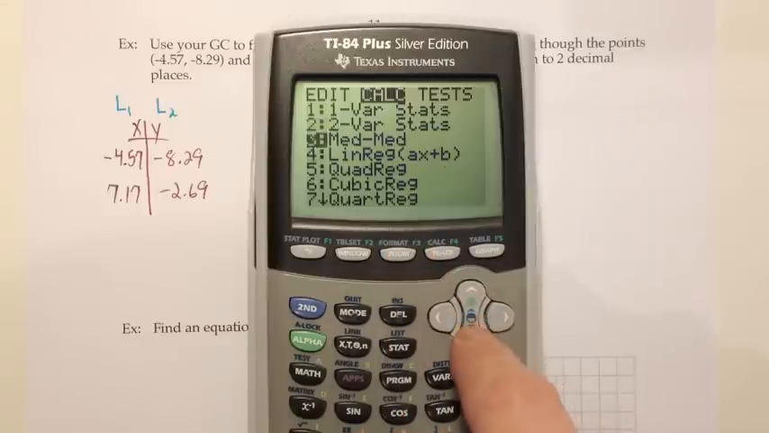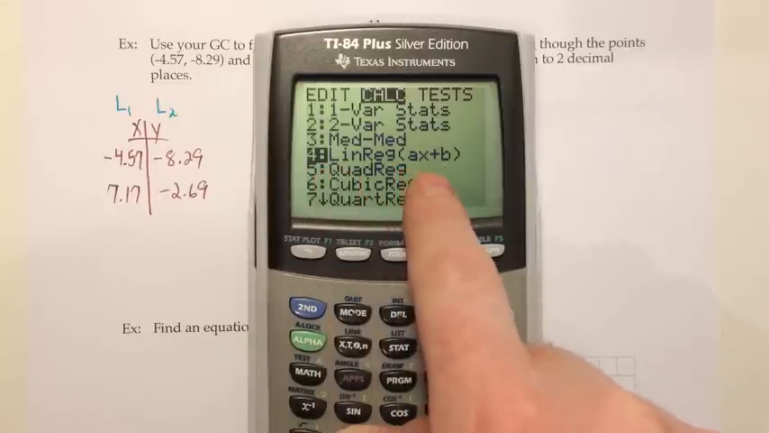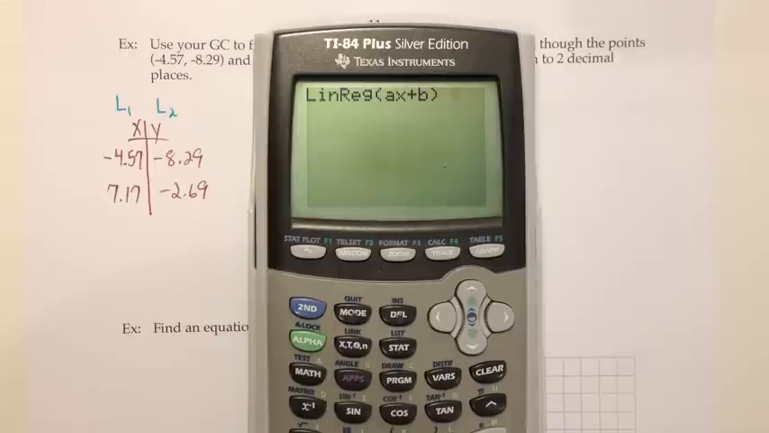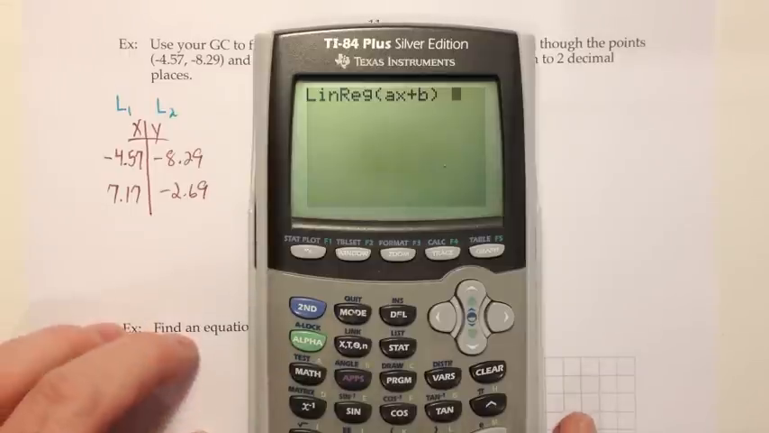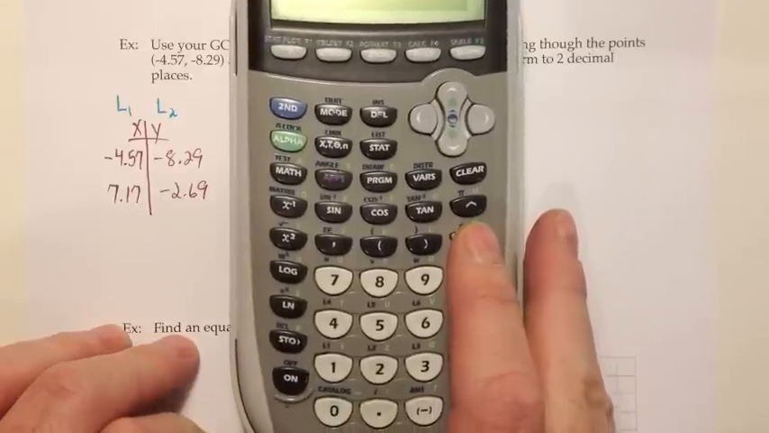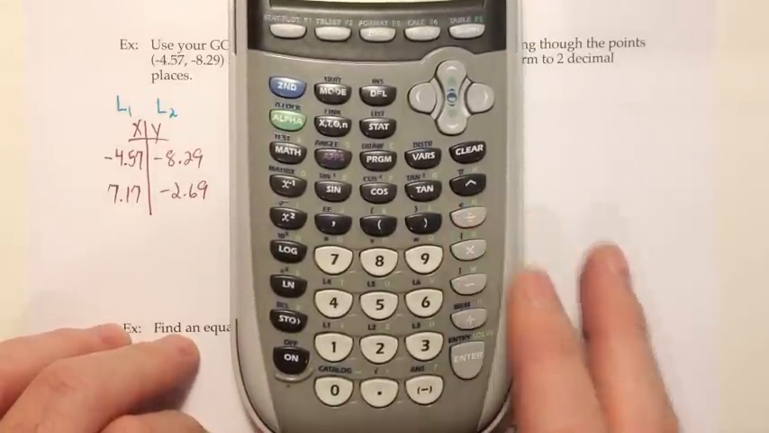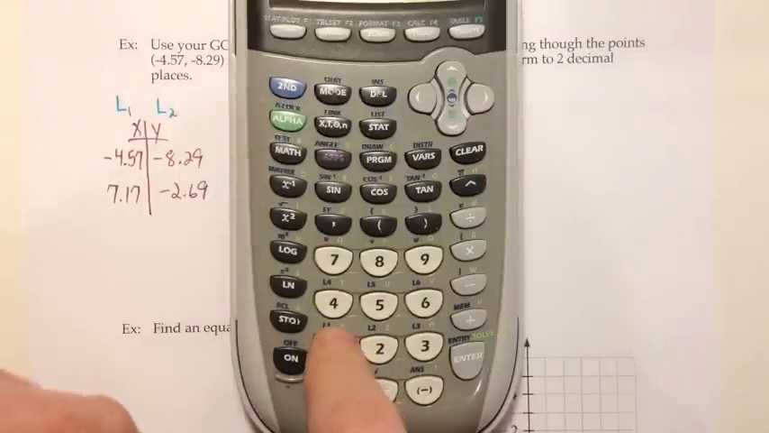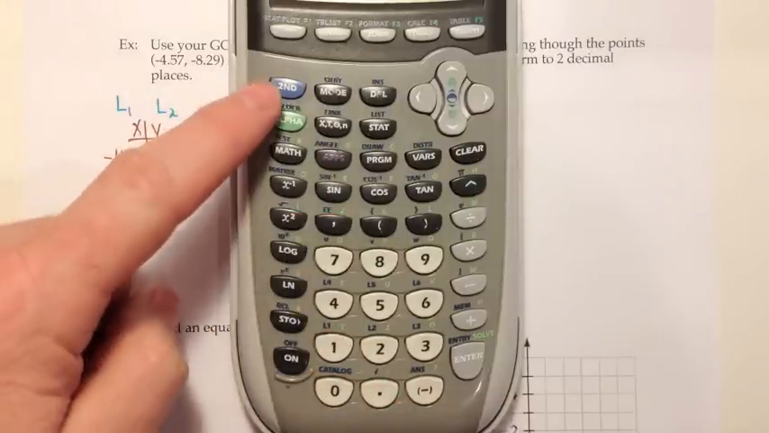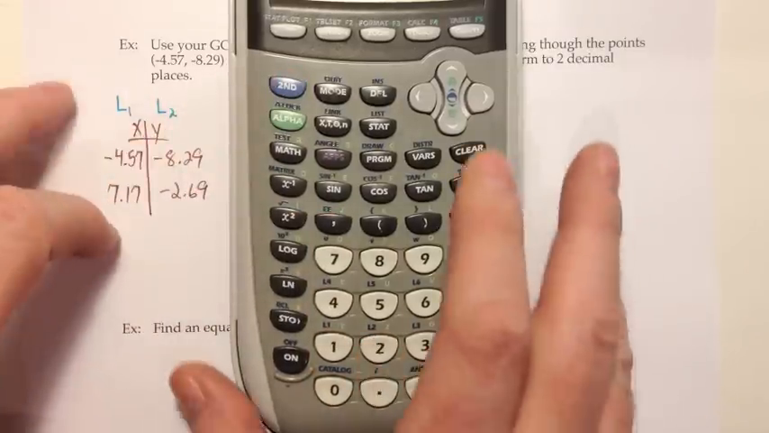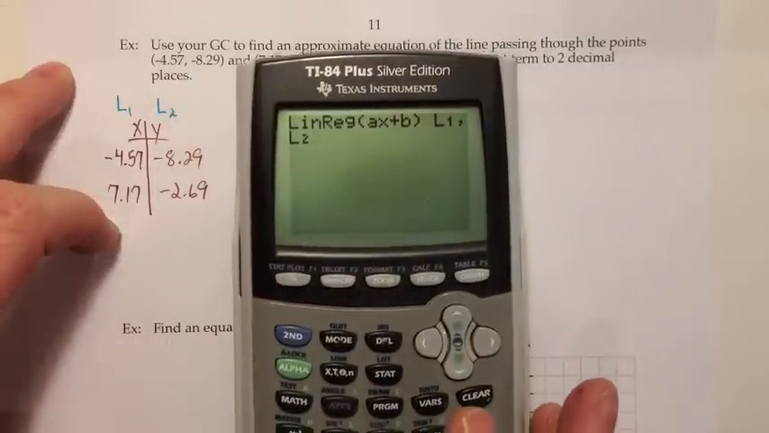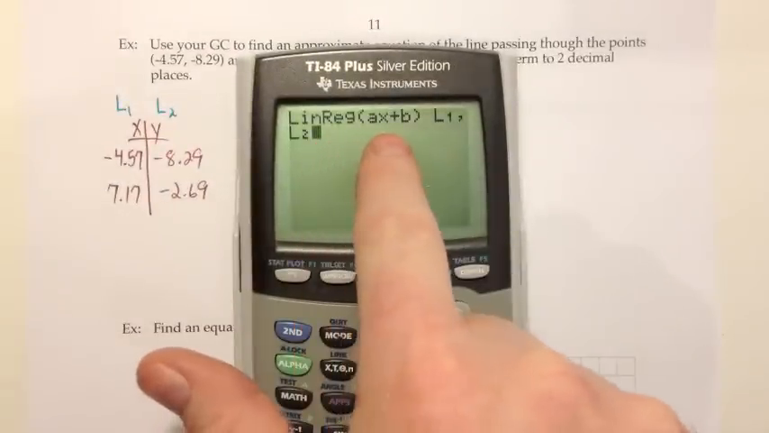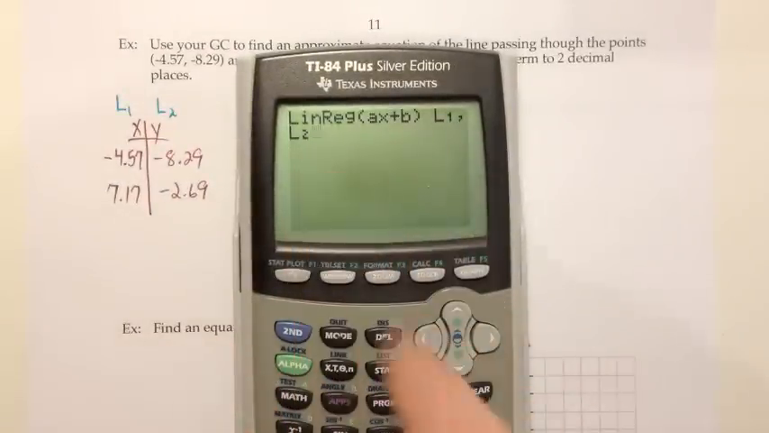I'm going to arrow down to number 4, linear regression, AX plus B. I'm going to press enter. It's going to want to see what my lists are. So I'm just going to move this off screen for a minute where you can see the keys I'm pressing. The L1 is right here, so I'm going to hit the second key and L1, and then comma, and then the second key and L2. If I slide that back down, you can see what that did. So that said the linear regression where the data is in list 1 and list 2.